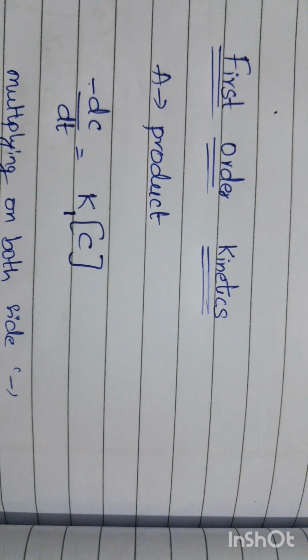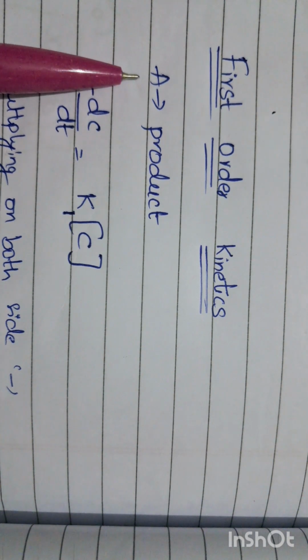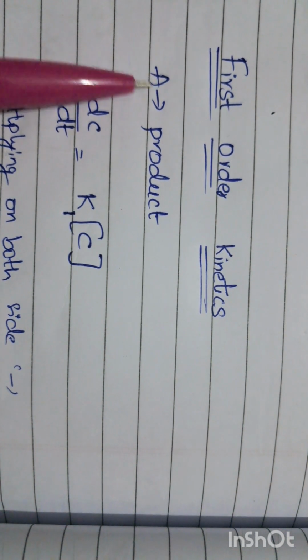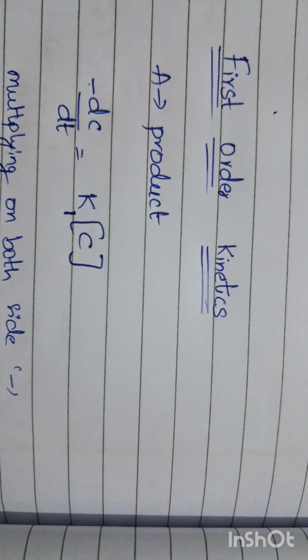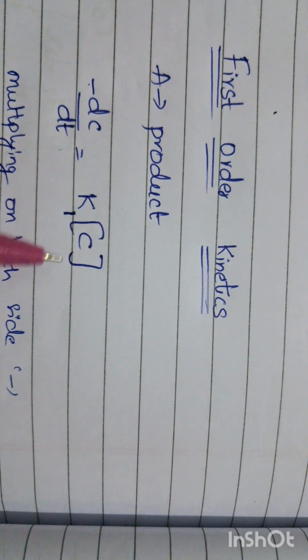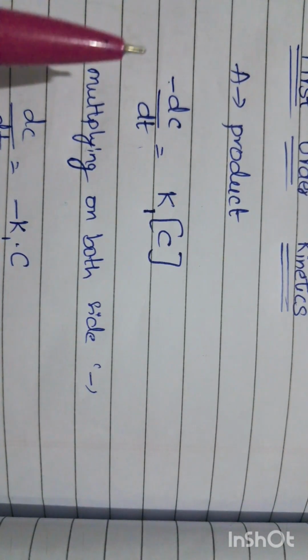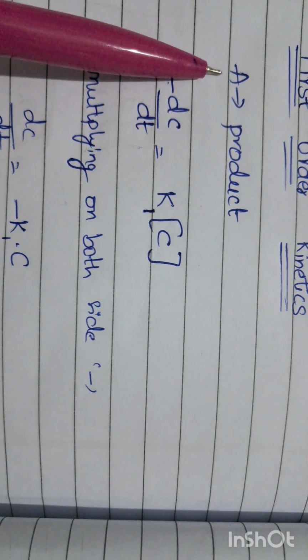So the topic is about the first order kinetics. A first order reaction is defined as a reaction in which the rate of a reaction depends upon the concentration of a reactant. Here there is only one reactant, so we can write minus dC by dt is equal to K1 into C. The minus indicates a decrease in the concentration of the reactant.